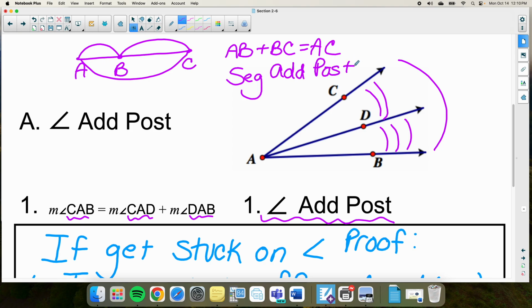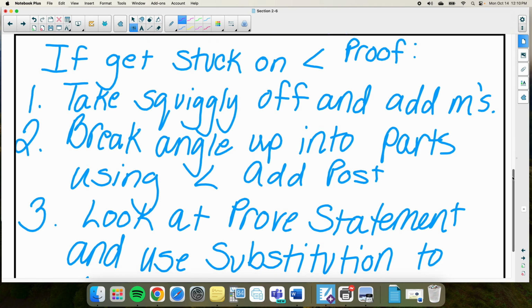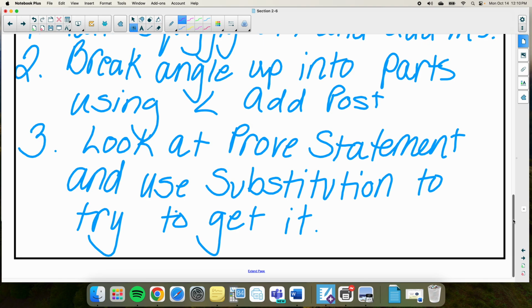Okay, so I have some hints here. If you do get stuck on an angle proof, you can take the squiggly off and add the little m's, or you can break your angle up into parts using the angle addition postulate. And then once you do that, you're probably going to get stuck again. And remember that usually when you're stuck and you've done those things, then you're going to look at substitution. And always look at your proof statement to see what it is that you want to prove equal, and try to use substitution to get there, okay?